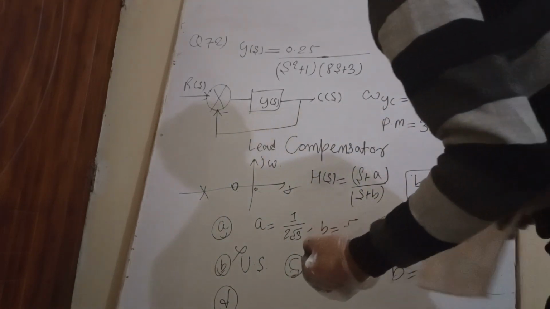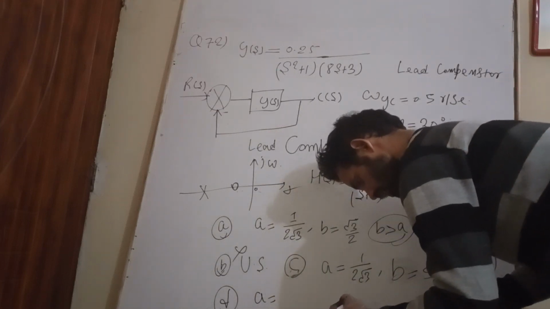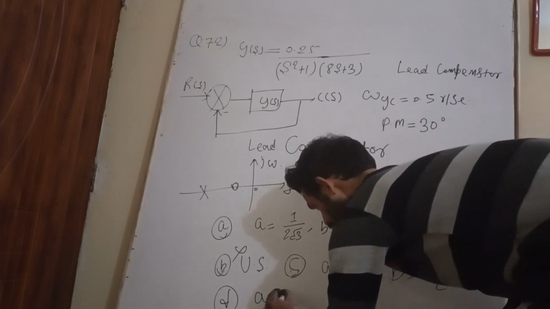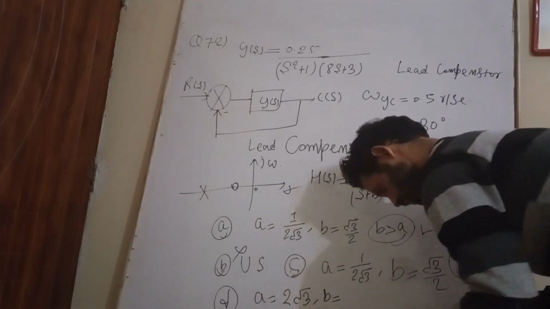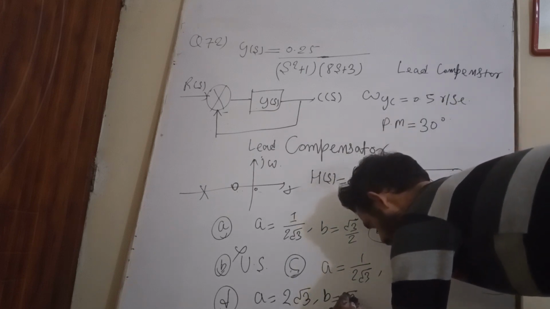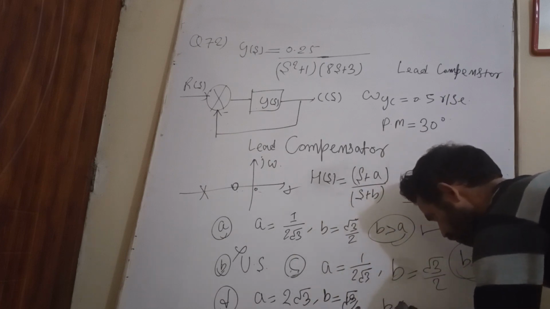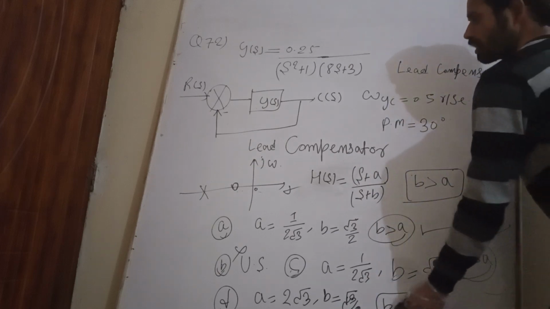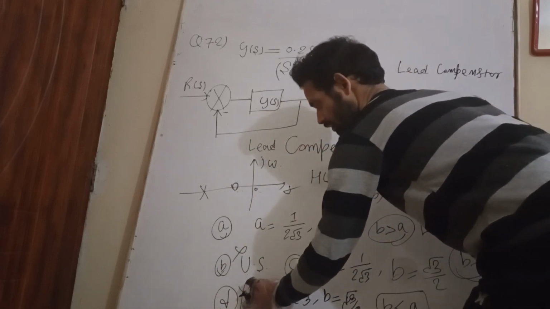Option D: if you see the values here, a is root 3, so the a value is 2 root 3, and b is root 3 by 2. So here b is less than a, so it will not satisfy the lead compensator condition. Therefore, we will not take D into consideration.